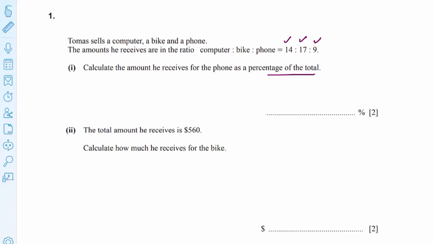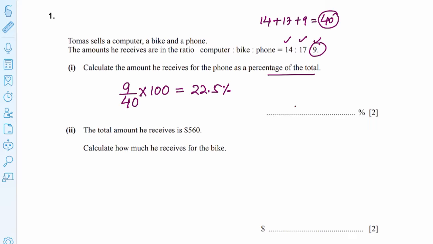So if I try to find the total parts, 14 shares plus 17 shares plus 9 shares, if I add it, I am getting a total of 40 shares, right? So out of 40 shares, the phone has 9 shares, right? If I try to find the percentage of total, 9 over 40 times 100, this answer should be 22.5 percent. You can put the value in the calculator and get this answer, right?